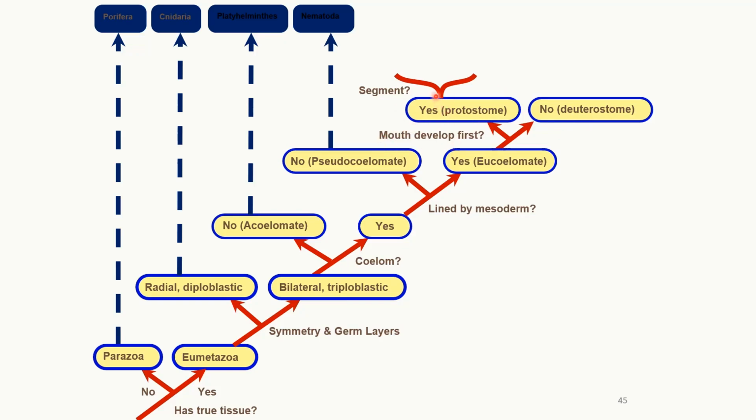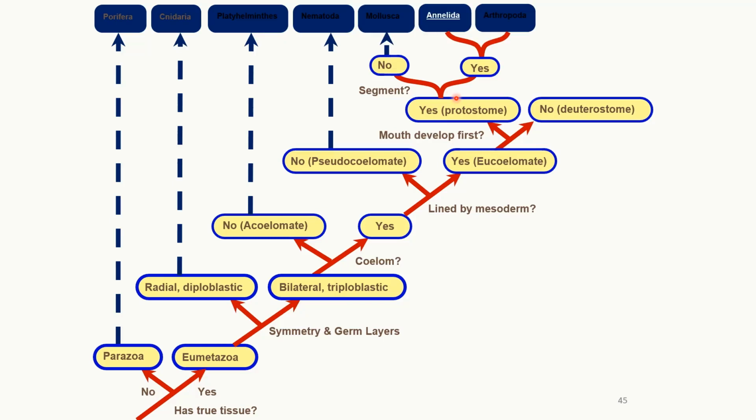Then we look at the presence of segmentation. Do they have segments or not? Annelids contain segmentation, so yes. So if it is a eumetazoan, bilateral, triploblastic, has a coelom, the coelom is lined by the mesoderm, is a protostome and has segmentation, it is considered an annelid, phylum Annelida.